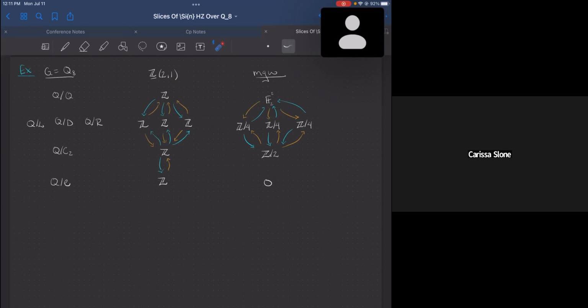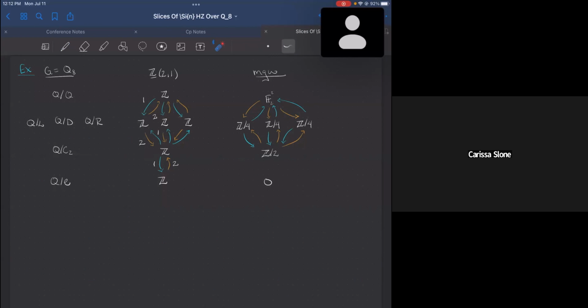So for Klein 4, we have this Mackey functor called Z21, which again is a combination of Z and Z dual. At the very bottom, we look like Z. In the middle, we look like Z dual. And then at the top, we look like Z again.